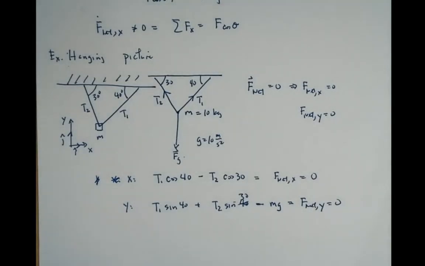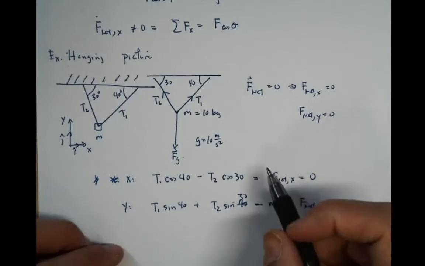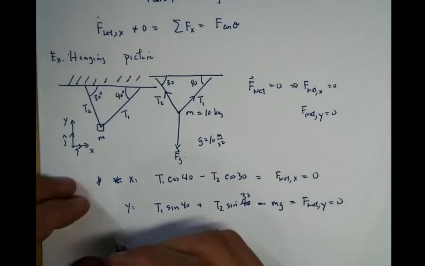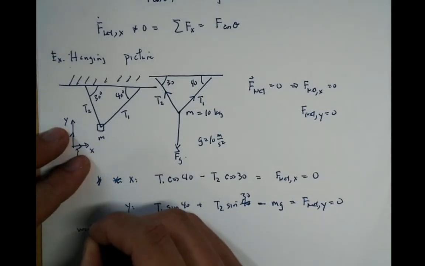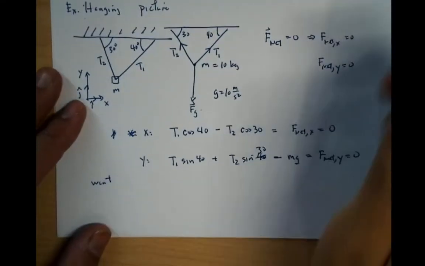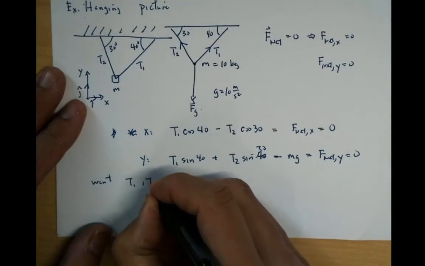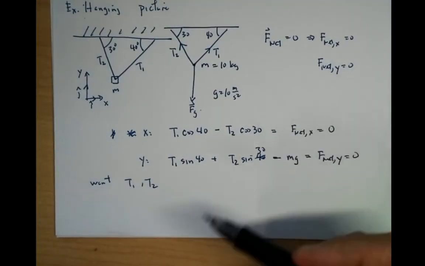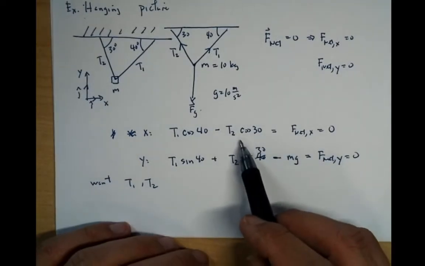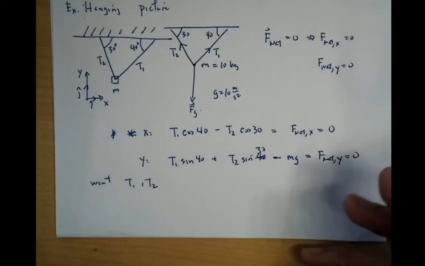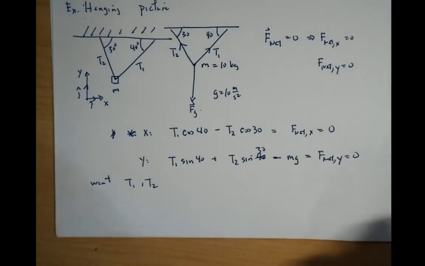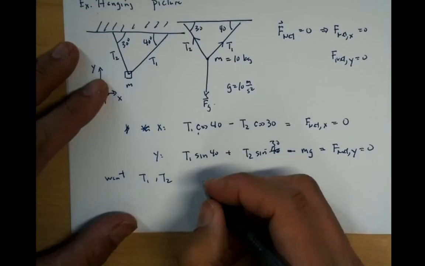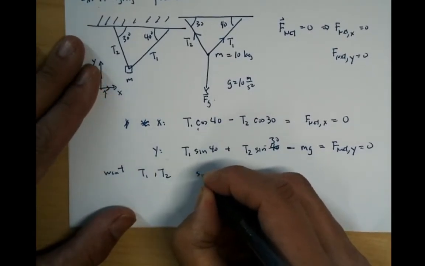Now I want to find T1 and T2. I want both of them, in fact. Usually the trick is that you solve for the one you don't want in order to get the one you need, but in this case I need both of them, so it doesn't matter. I'm going to solve for T2 in order to get T1, and then I'll get T2 after that.